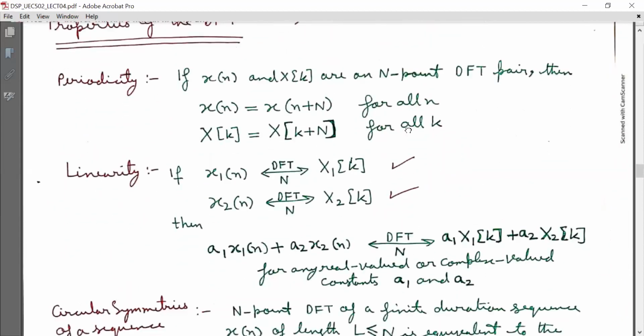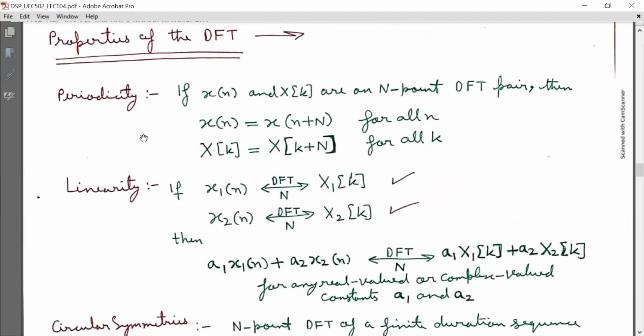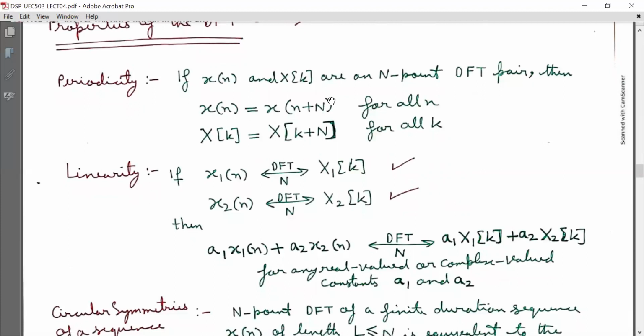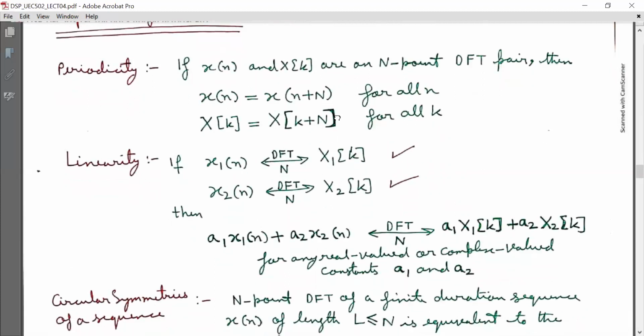Next is properties of DFT. First is periodicity. If small x[n] and capital X[k] are an N-point DFT pair, then small x[n] is equal to x[n plus N] for all n, and capital X[k] is equal to capital X[k plus N] for all k. This is simple periodicity, very simple to understand, that is, the sequence is periodic.